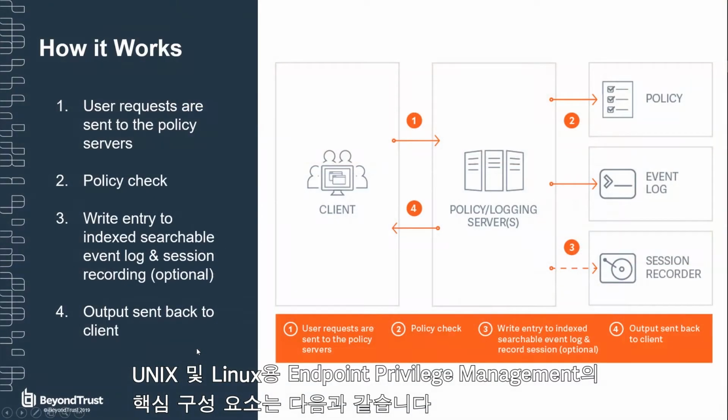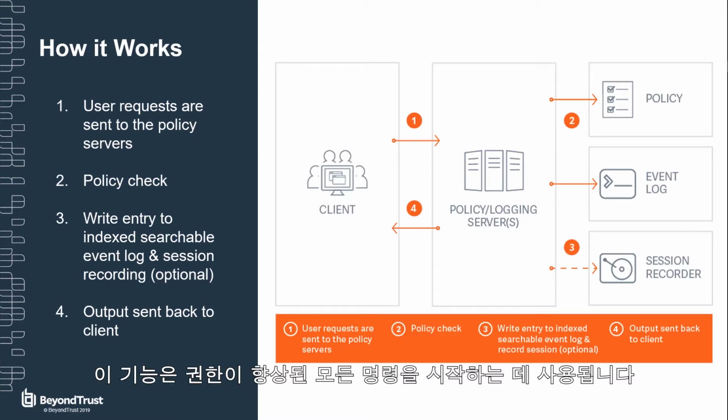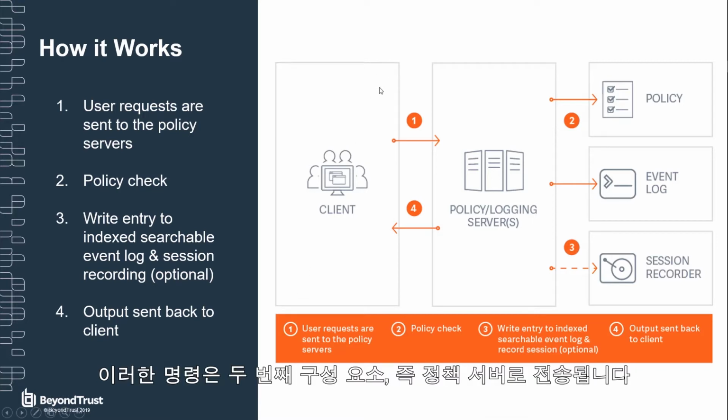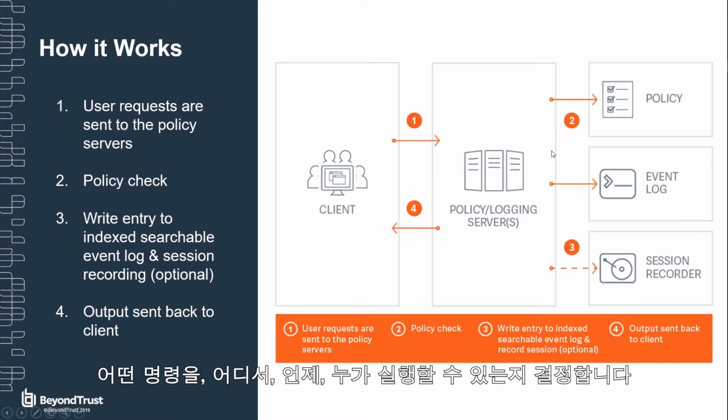Endpoint privilege management for Unix and Linux has the following core components. First, there's a client installed on a server. This is used to initiate any sort of elevated commands. These commands are sent off to the second component, which is the policy server. The policy server evaluates the policy and decides centrally, based on your business rules, who is authorized to run what commands, where, when, and as who.